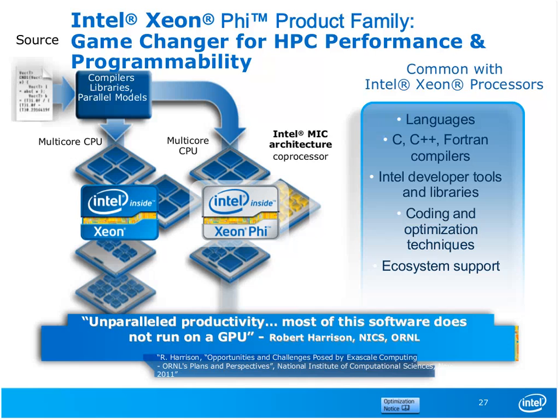Okay, so the slide on your screen talks about Xeon Phi, which is called a game changer for HPC performance programmability. The reason is what's on the right-hand side of your screen. For those of you who are already used to Xeon, you're already familiar with the languages, the compilers, developer tools, libraries, the techniques you use to code and optimize, the entire ecosystem. Well, the great news is everything on Xeon is common with Xeon Phi. The terrible news is everything on Xeon is common with Xeon Phi. I'm going to give you a minute to think about that. Why is that bad news? Well, I'll explain why.